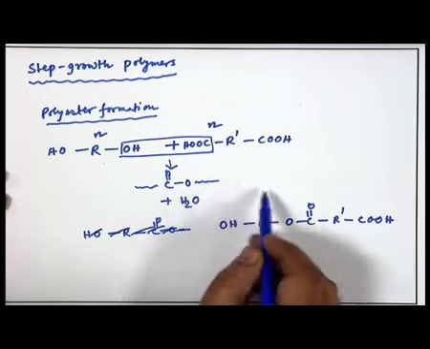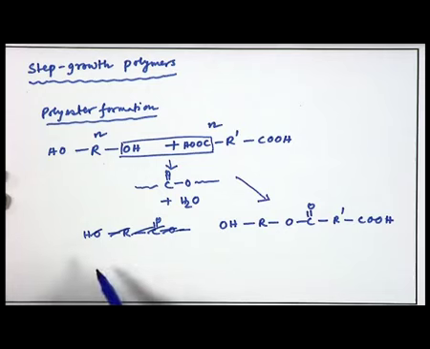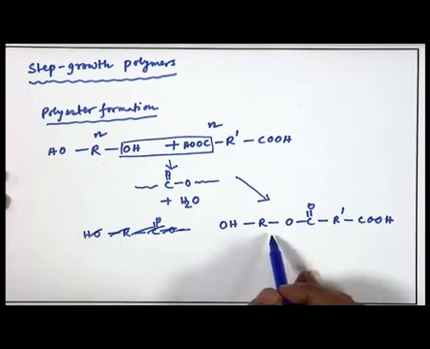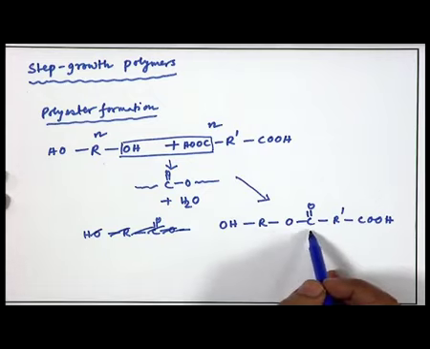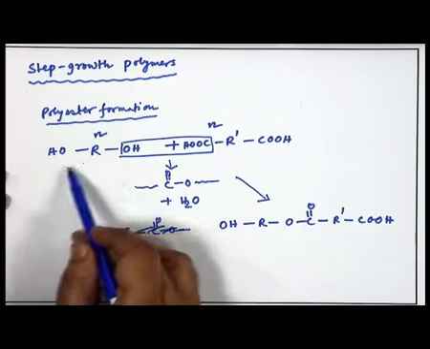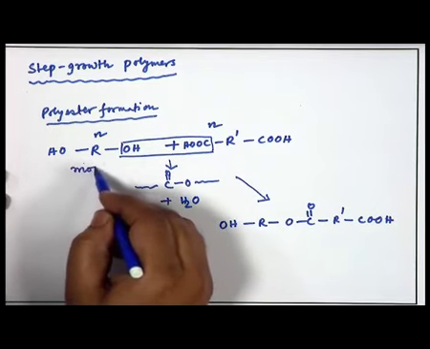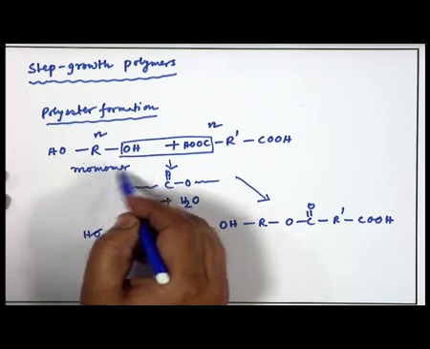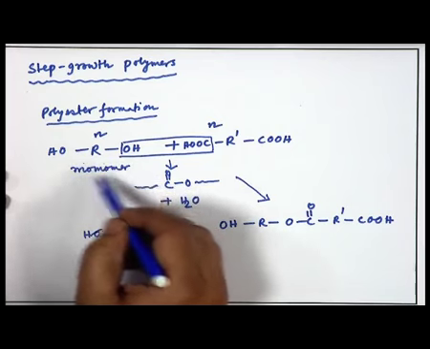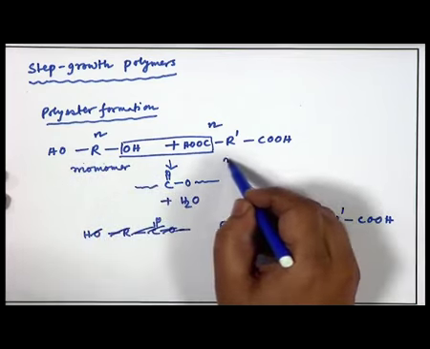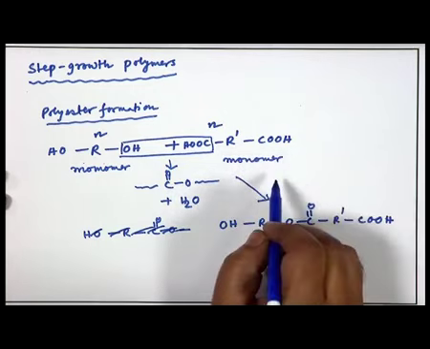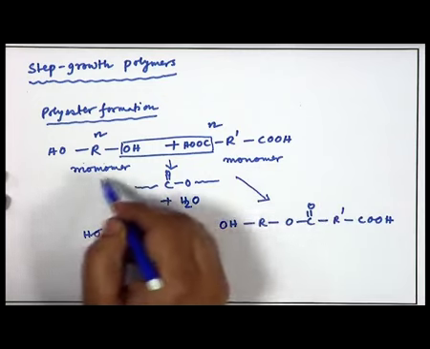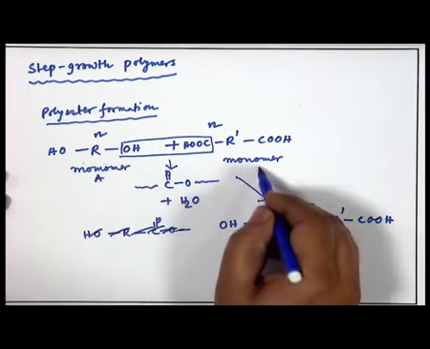So, this will form in the first step. When the first reaction happens, it has one ester bond. We call these monomers. Remember, this is monomer 1 or monomer A, and this is another monomer, monomer 2 or monomer B. You can write monomer A, monomer B.